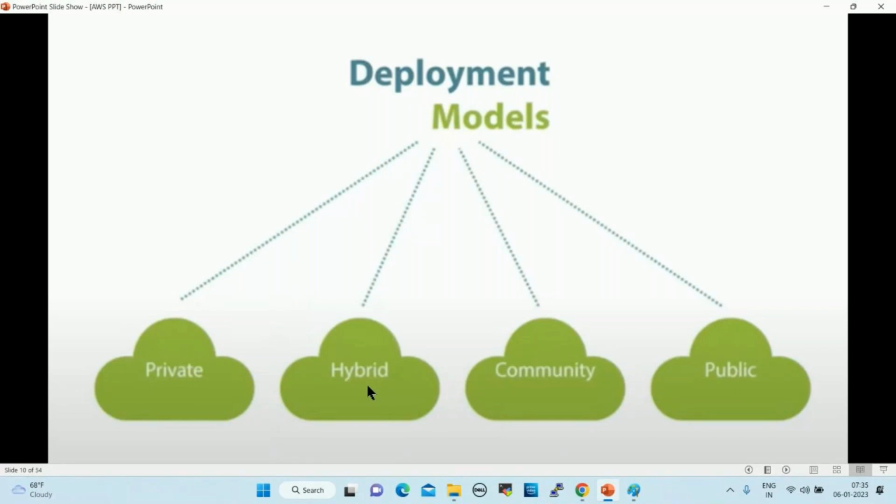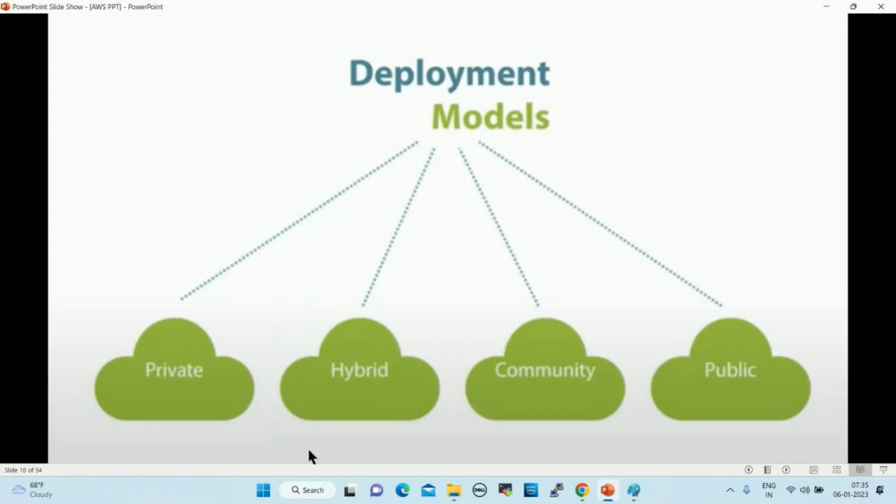Currently, most of the companies are migrating to public cloud, but some companies in the banking and insurance domains are using hybrid cloud. They host their databases in their private cloud and their websites in public cloud.